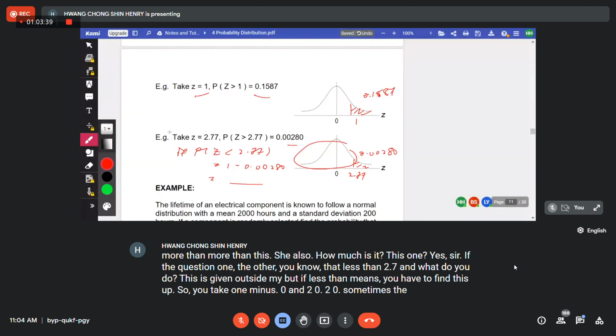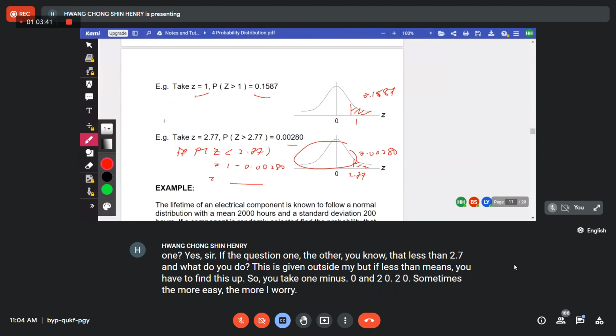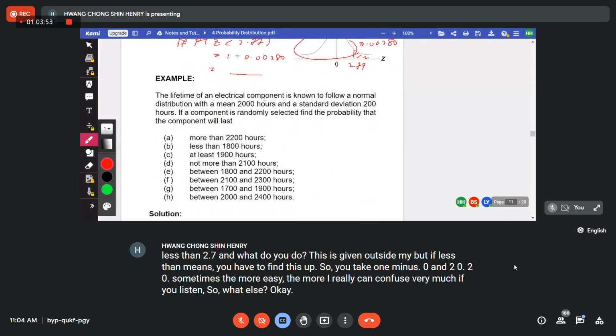Sometimes the more easy, the more I worry. People can confuse very fast one. Difficult, don't know how to do. If easy, confused. So what else? Okay, let's do some exercise involving a long story one.